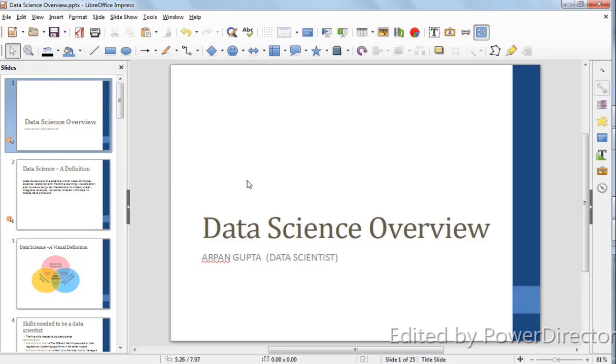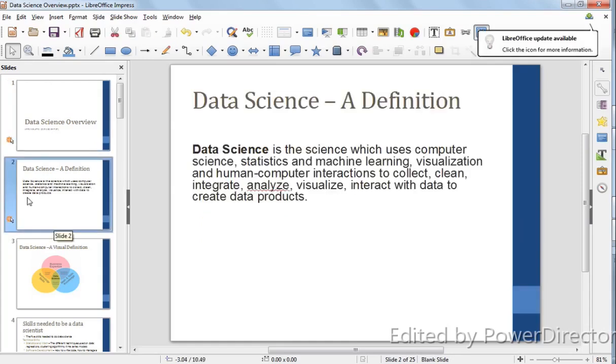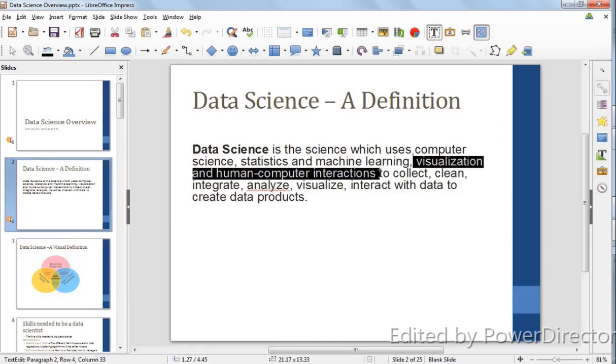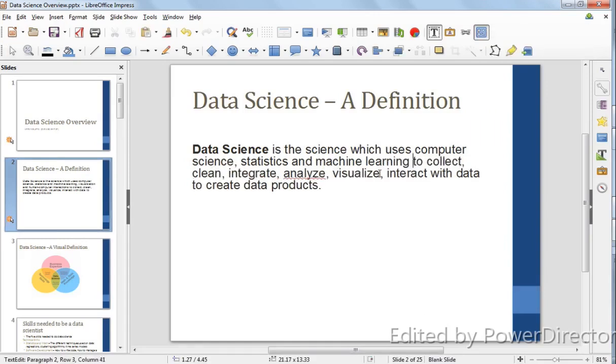Hello, so let's try to understand what is data science and let's try to define what is data science in few words. So we can say that data science is a science which uses computer science, statistics, machine learning to collect, clean, integrate, analyze, visualize and interact with the data to create the data products.